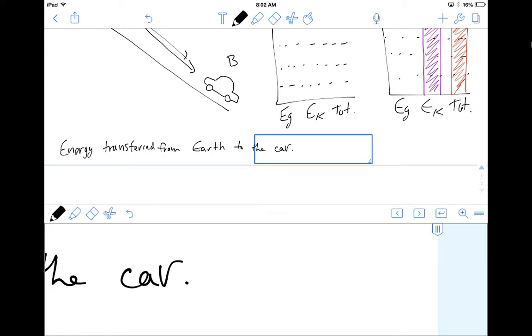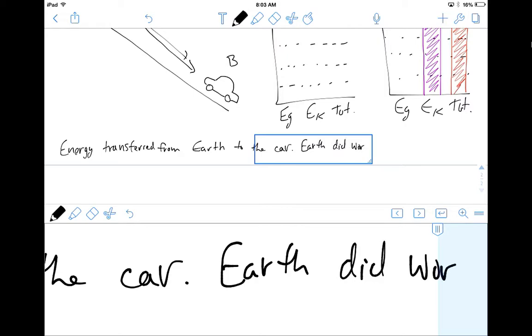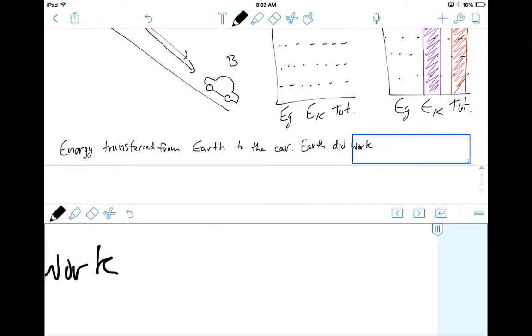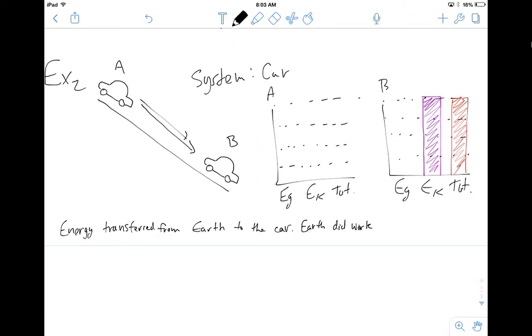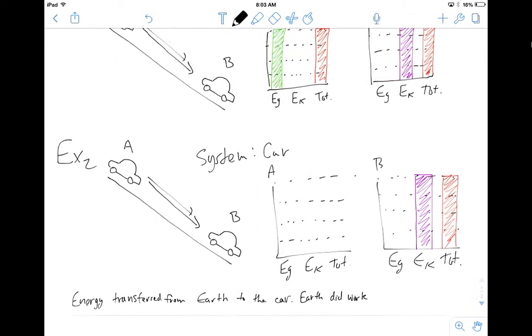Okay? And so then it wants to know what does the work. So we're going to say Earth did work. So the Earth lost some energy and gave some of its energy to the car. So we're going to see a bunch of examples like this.